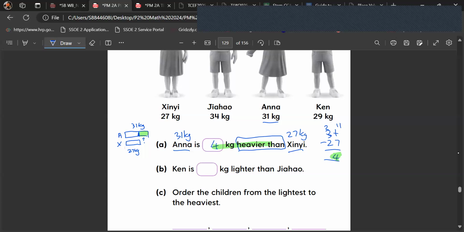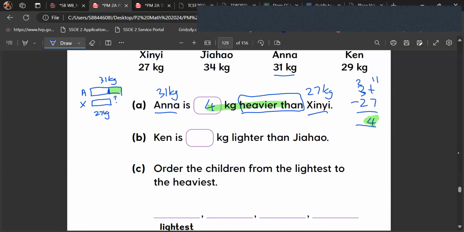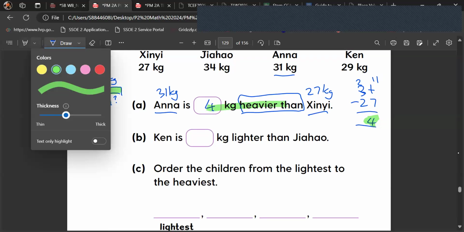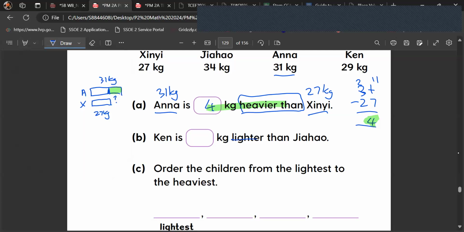Right now, you can see that Anna is heavier than Xingyi. She's a longer bar. So it's asking how much heavier. So this is the exact amount. So in the same way, for the next question, I also need to do a subtraction, because the question says how much lighter than. So I know that Jia Hao is 34 kilogram. This is Jia Hao. And there's Ken. Ken is 29 kilogram.